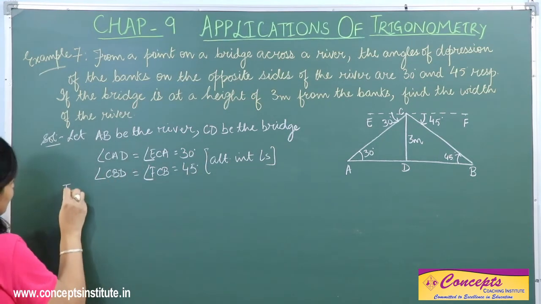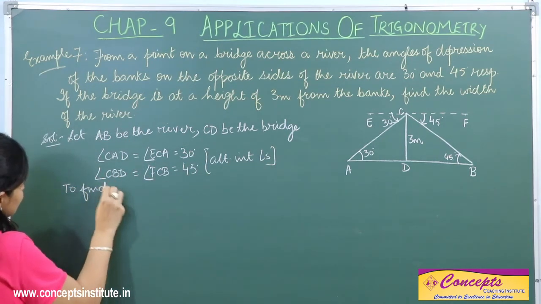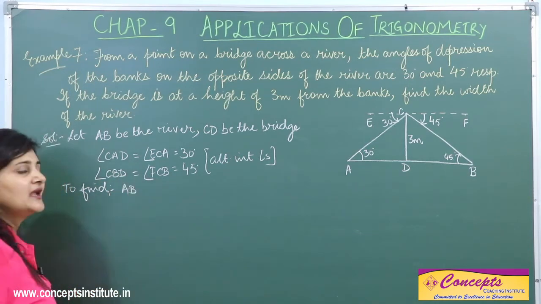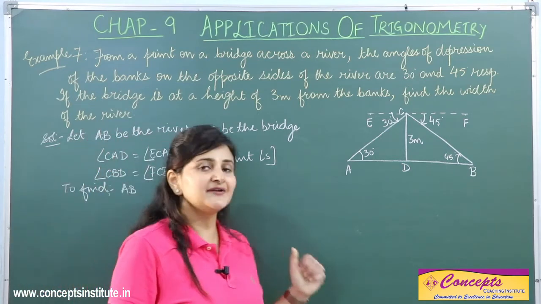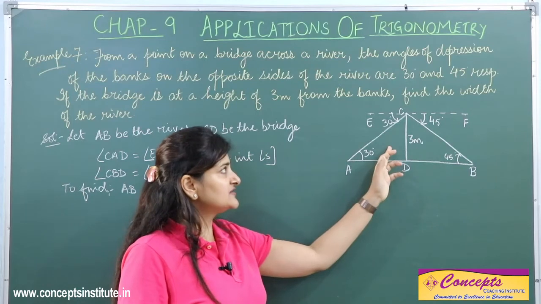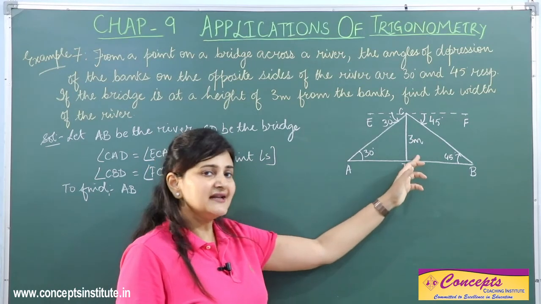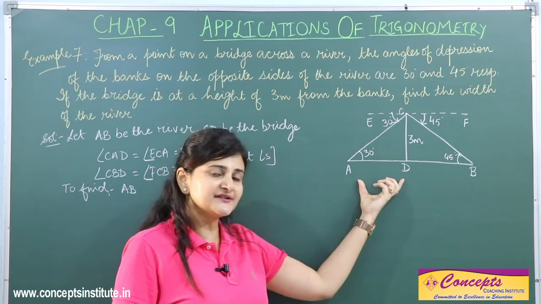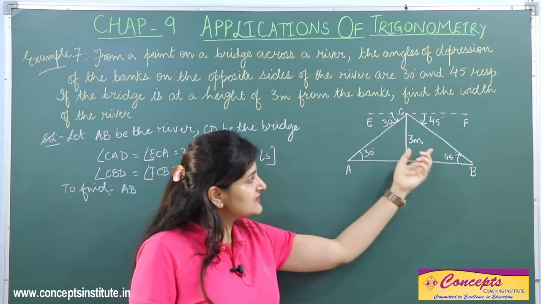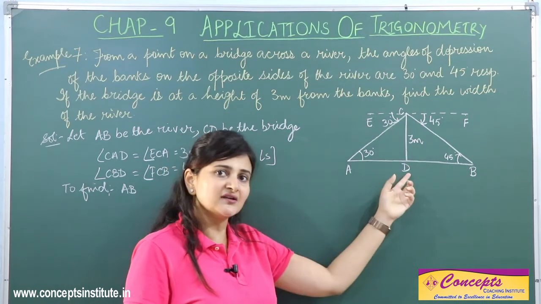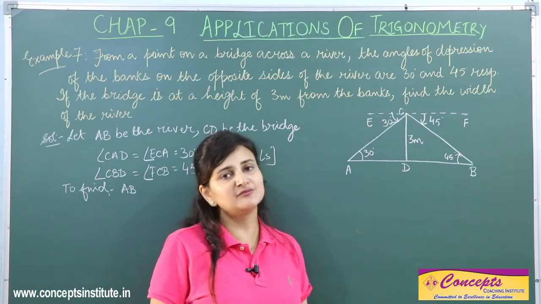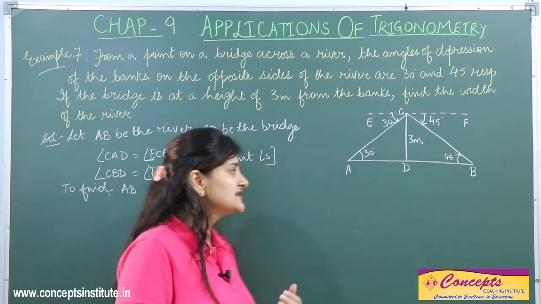Right students? Now what am I supposed to find out? I have to find the width of the river, that means AB. Now look at the figure carefully. You have to find out the width AB. So in this right triangle we have the perpendicular, and I can easily find out the base by using the T ratio tan. So if I find out AD, similarly in the second triangle also I have the perpendicular and I can find out the base. So by adding these two bases I would be able to find out the width of the river. So let's just do it.